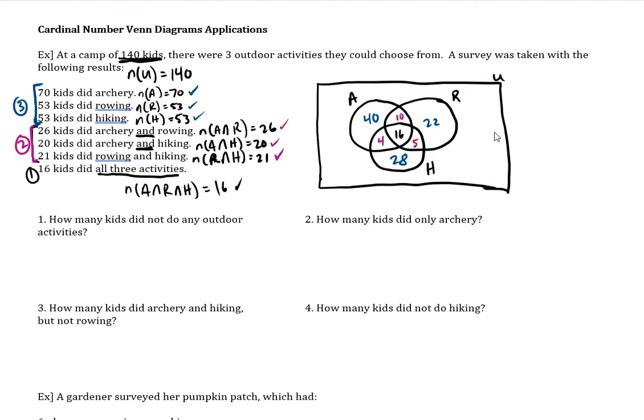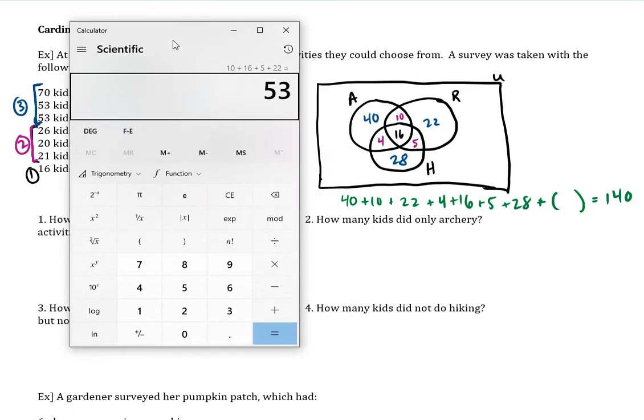Okay, so there's all of my interior parts, all the circle parts filled in. And then I haven't used the universe set number yet, the grouped fourth thing that I could do, because I want to know this outside number. So that means all of these added up: 40 plus 10 plus 22 plus 4 plus 16 plus 5 plus 28 plus something needs to equal 140. And this is where I'd probably use my calculator to be extra safe.